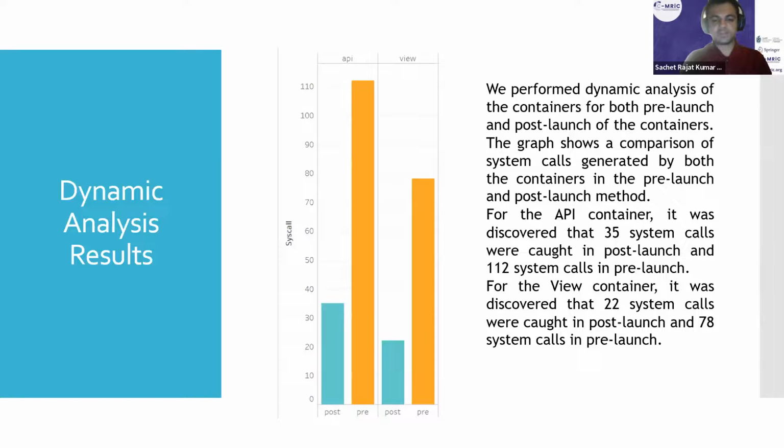Hence, the pre-launch phase has a large number of vulnerabilities, a large number of system calls that it's making as compared to the post-launch. And post-launch, we just see about 36 for API and just 22 for Vue. And naturally, the same trend goes here as well. In Vue, there is not too much functionality to be followed. Hence, the overall number of system calls that it's making is lower, and API is the one that's doing majority of the processing.